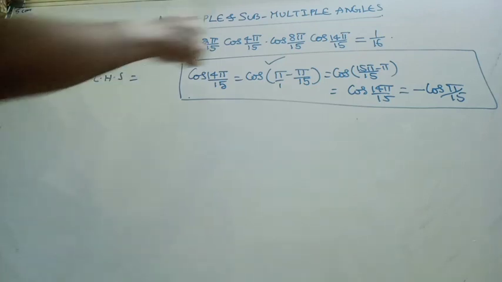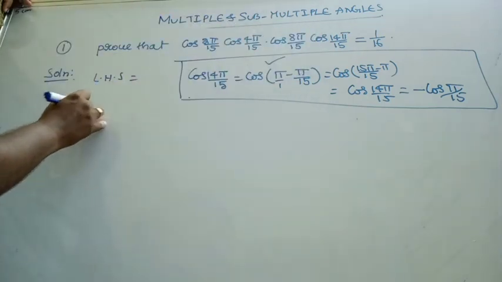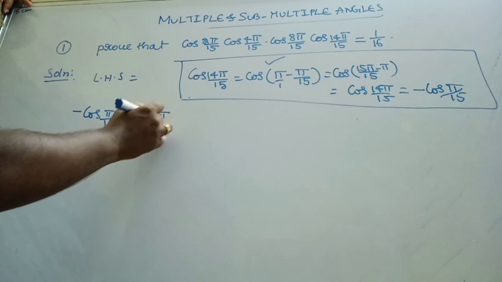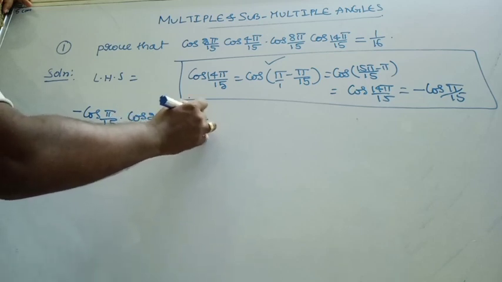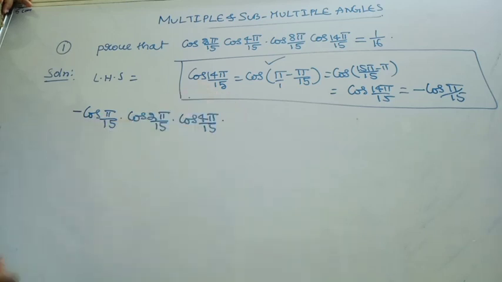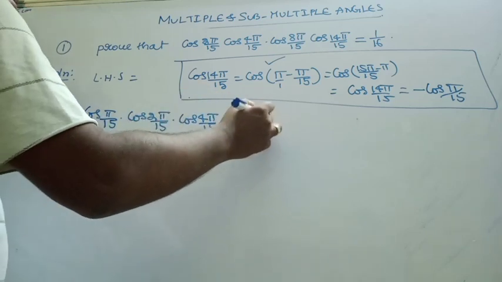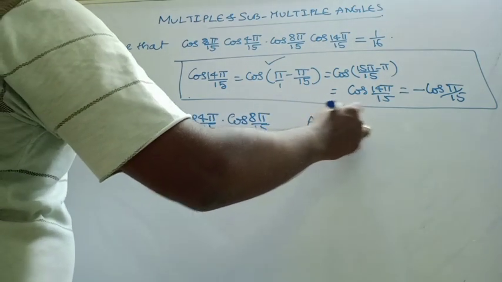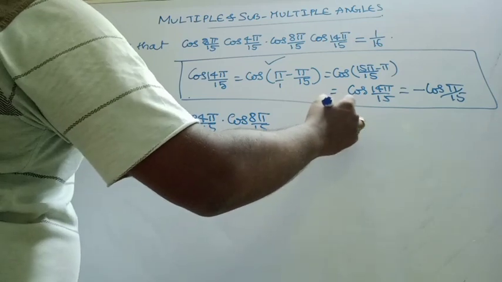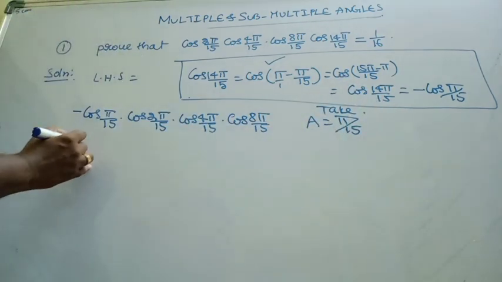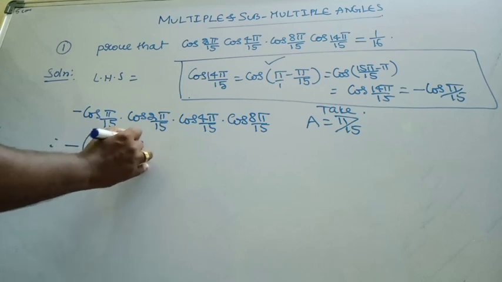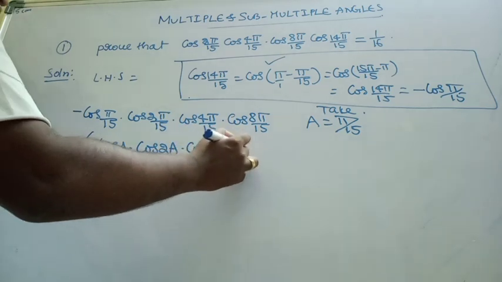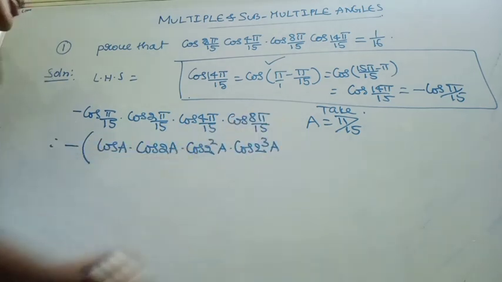Now cos 14π/15 is minus cos π/15, and we are having cos 2π/15, cos 4π/15, and cos 8π/15. Take A equal to π/15. Now what will we have? Minus of cos A, cos 2A, cos 2²A, into cos 2³A.